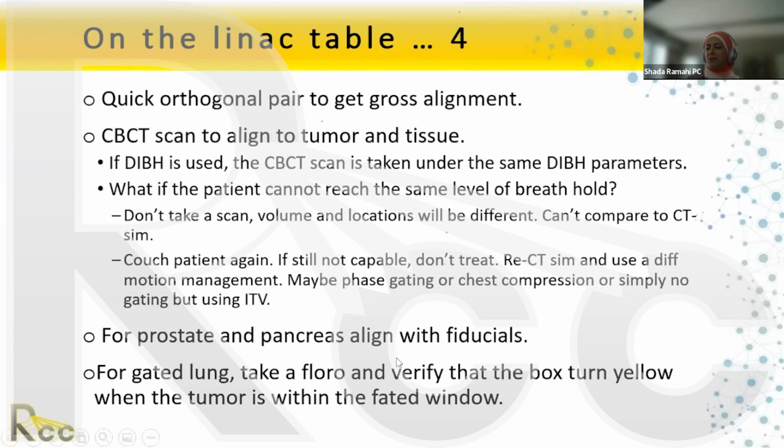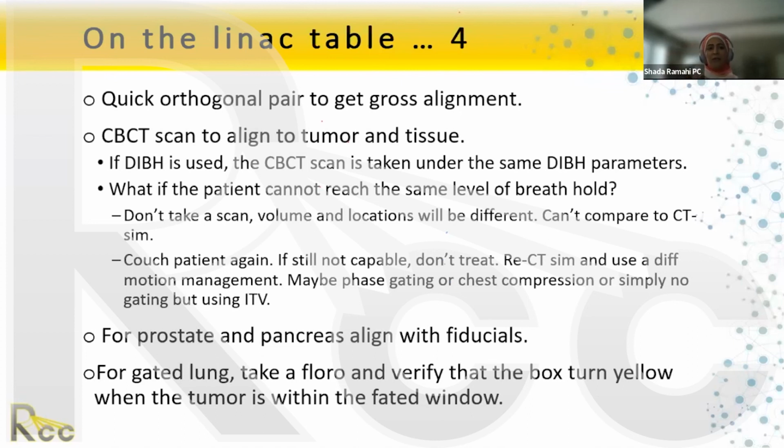Prostate and pancreas, we align with fiducials. For the pancreas, the doctor has specific instructions and workflow. She wants to align with the spine first, so we focus on the spine. Then we go and focus on the fiducials and the pancreas. If the spine alignment is off by more than 1.5 cm, she does not treat.